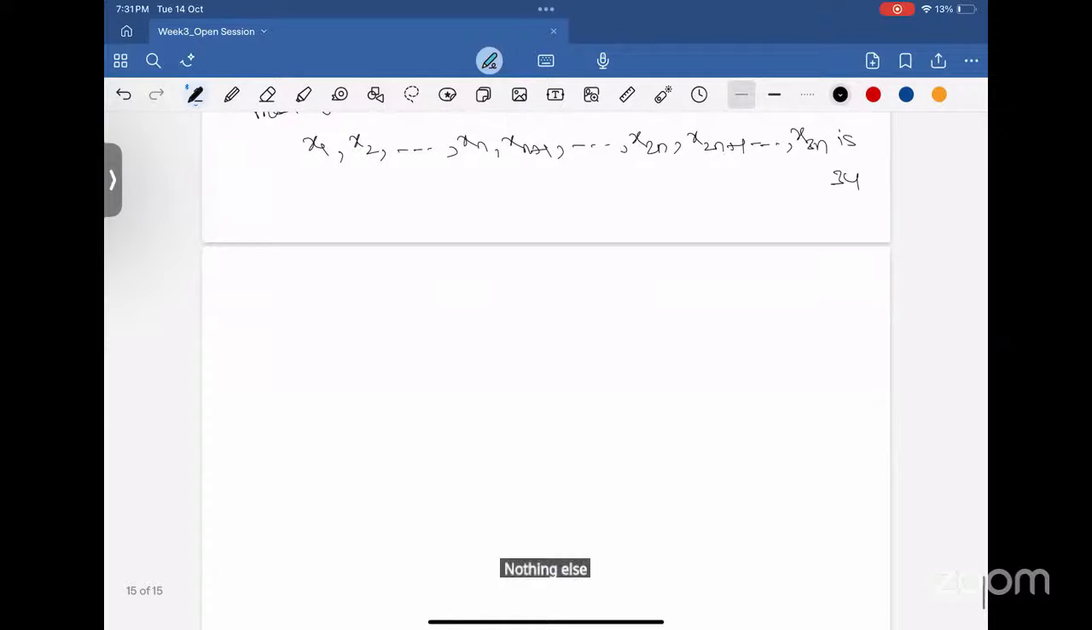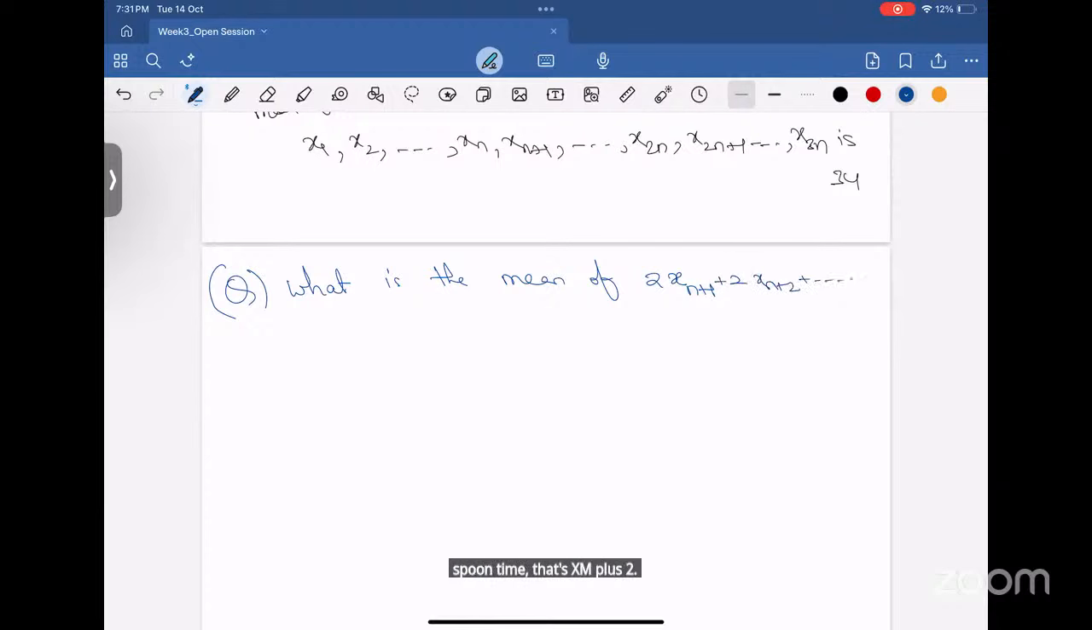The question is, what is the mean of 2 times xn plus 1, 2 times xn plus 2, and so on, up to 2 times x2n, and 3 times x2n plus 1, 3 times x2n plus 2, and so on up to 3 times x3n. Right, so this mean we have to find.